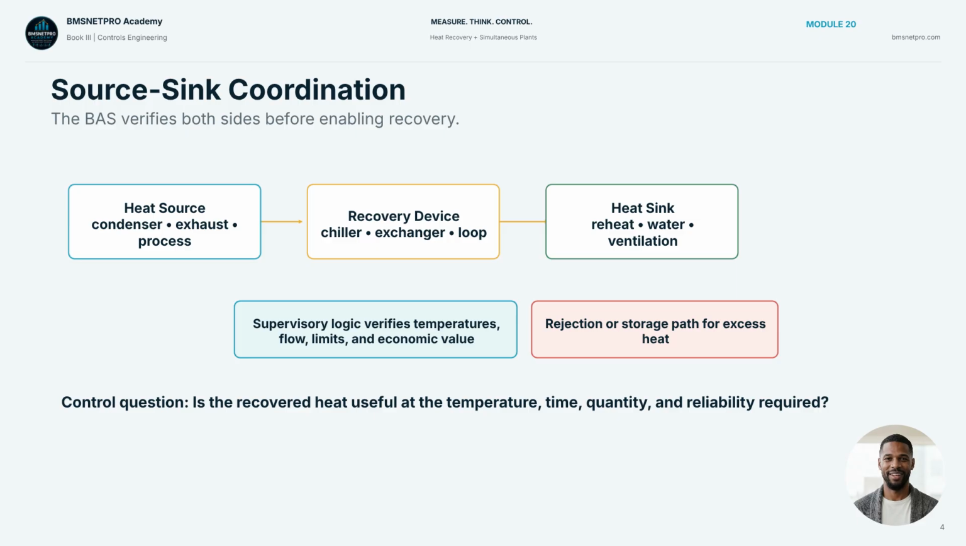A heat recovery plant is a source-sink coordination problem. The source may be condenser heat, exhaust air, a process stream, or a data center load. The recovery device may be a heat recovery chiller, heat exchanger, or loop. The sink may be heating water, domestic hot water, reheat, ventilation heating, or storage. Supervisory logic verifies temperatures, flow, equipment limits, and economic value. The sequence also needs a rejection or storage path for excess heat.